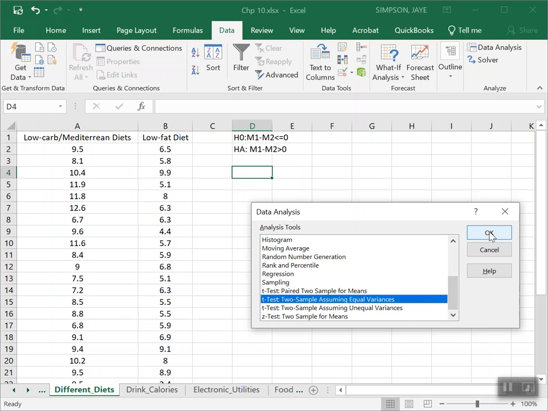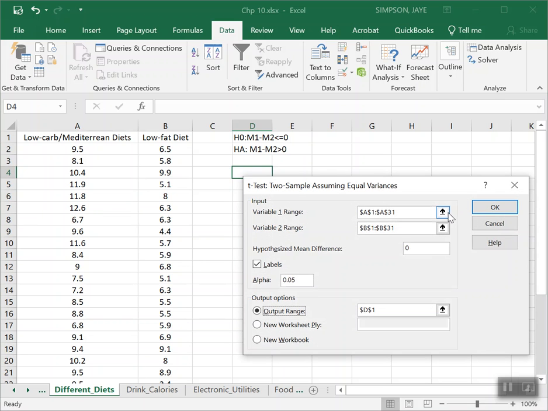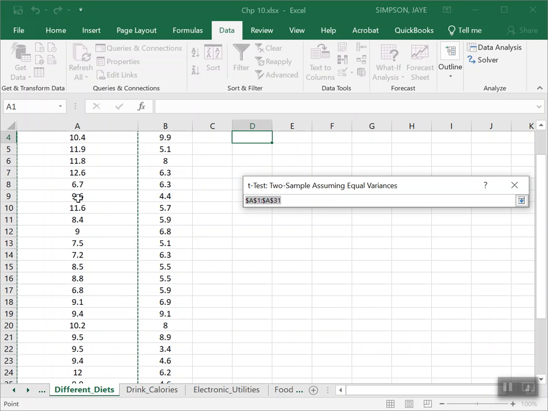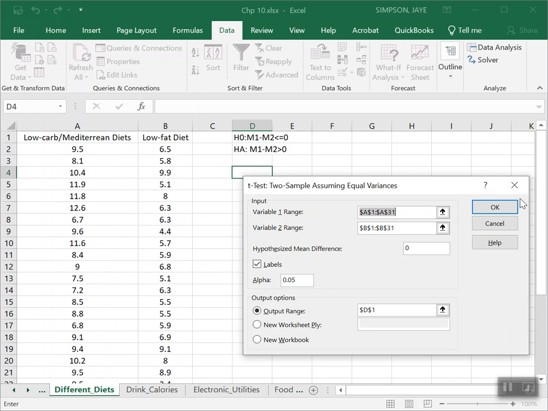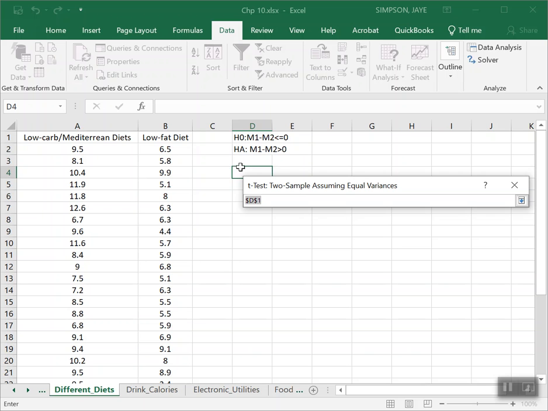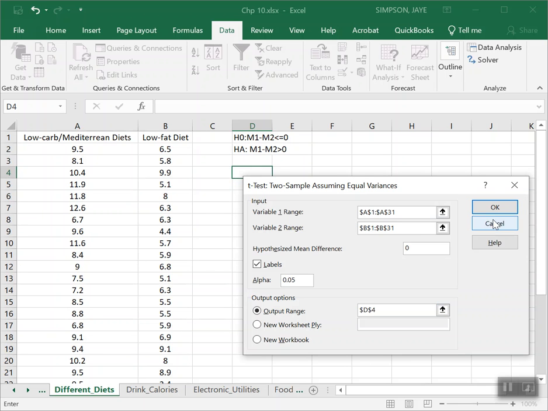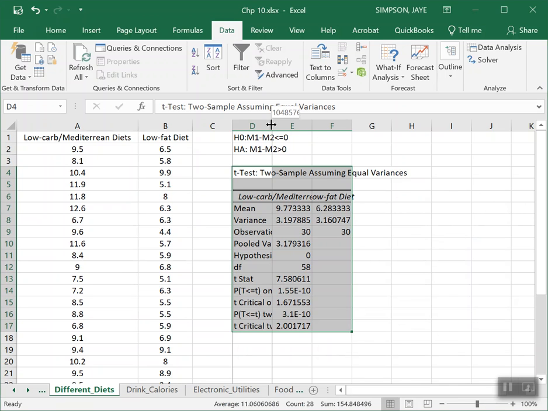Now keep in mind that this is now a one-tailed test because I have a greater than or less than in the null hypothesis. So this is not a two-tailed test, it's a one-tailed test. So I'm going to click OK. So my input range for variable 1 is going to be A1 through A31, and we've got that highlighted. And for variable 2, it's going to be B1 through B31. Again, our hypothesized mean difference is 0. I do have labels. My alpha is 0.05, and my output range, I'm going to put here in D4. So now I'm going to click OK, and let's look at the data.